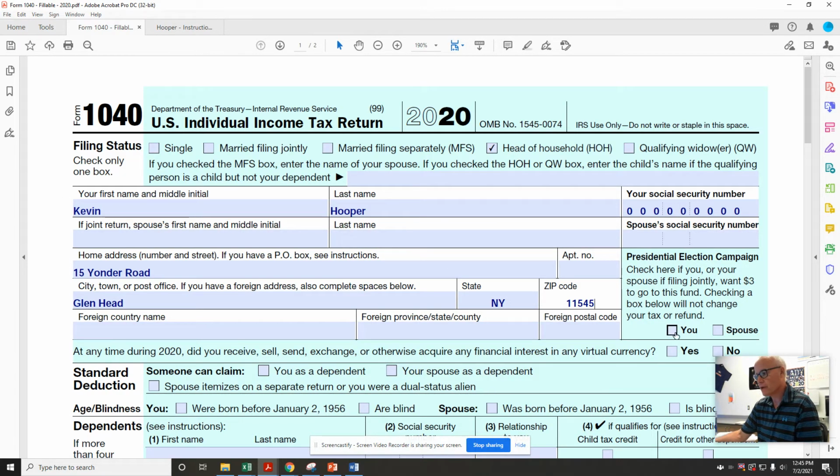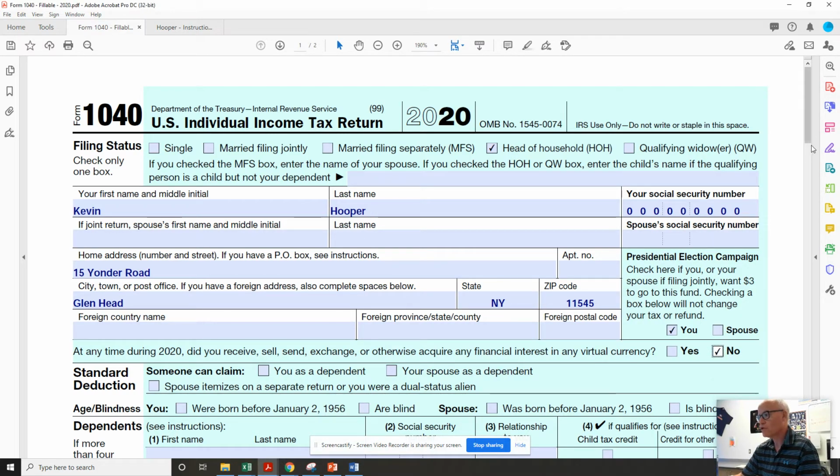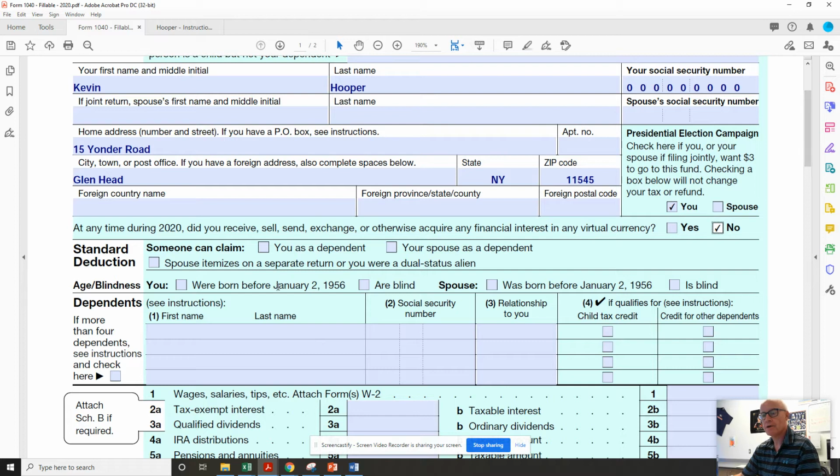And he's going to put money in the presidential campaign fund. He had nothing to do with virtual currency. No one can claim him as a dependent. He was not born before January 2nd, 1956. And this is where I'm just going to make stuff up, okay? He's got a son named William Hooper with a bogus Social Security number, and he is a son. He qualifies for the child tax credit.